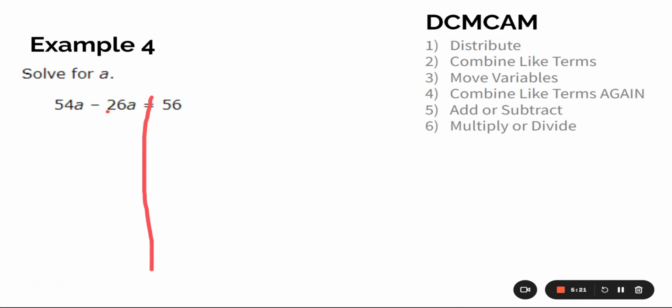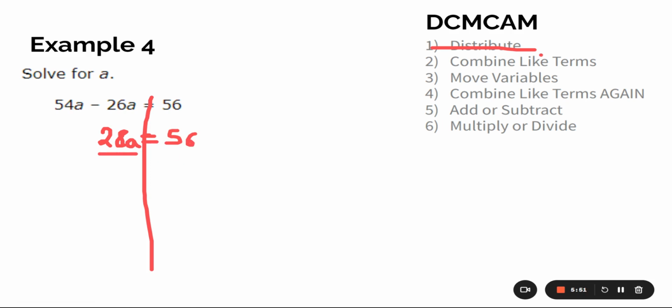Same thing, variable terms. So 54 times a minus 26 times a equals 56. I can't distribute because I don't see any parentheses. I can combine like terms. So let's combine these two. So 54 minus 26, and that gives me 28. So I now have 28a, or 28 times a. 28 times a equals 56.